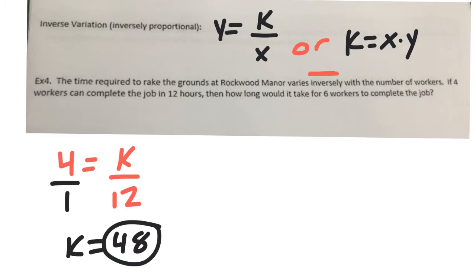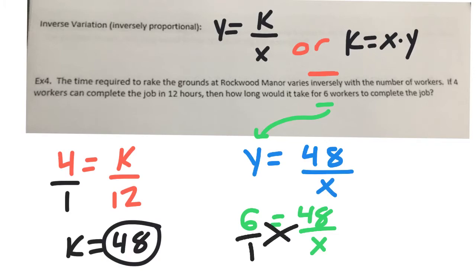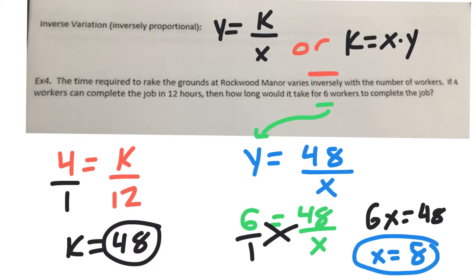So I plug that into my original equation. So now I have y equals 48 over x. Now I want to know what would happen if I had 6 workers. So I'm going to plug 6 in for y. So that tells me 6 is equal to 48 divided by x. Put that over 1, cross multiply. So that tells me 6x equals 48. I divide by 6, which tells me x is equal to 8. So if I had 6 workers, it would only take 8 hours. Whereas 4 workers, it took 12 hours.